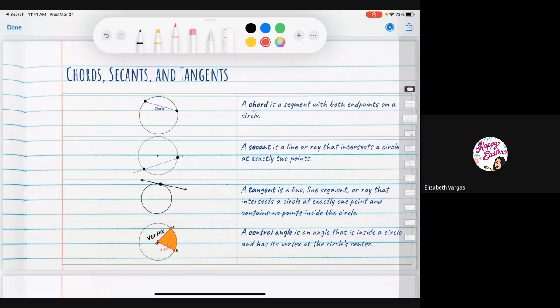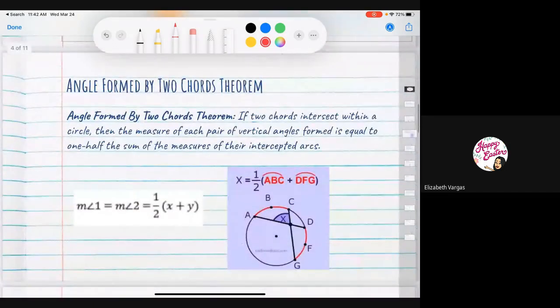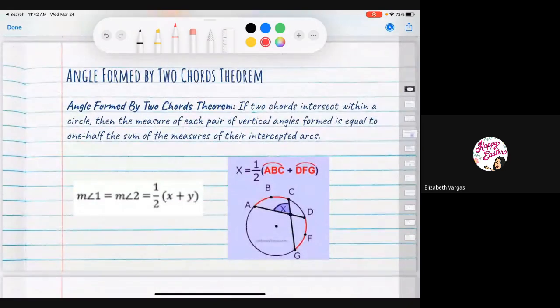Okay. Any questions about any of these terms? So we have chords, secants, tangents, and central angle. Okay, so let's go ahead and dive into one of the theorems we're going to look at today.